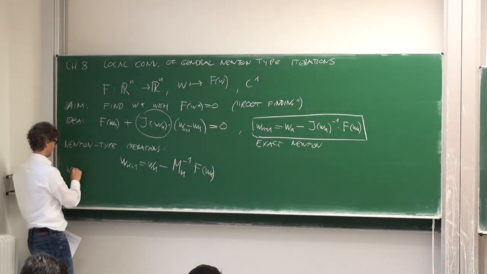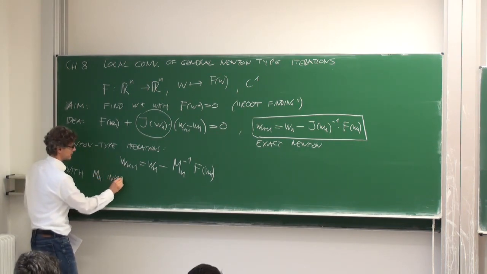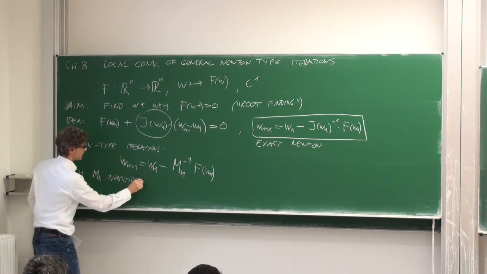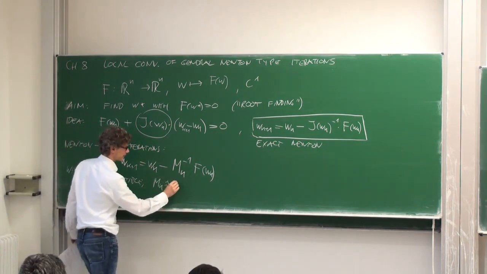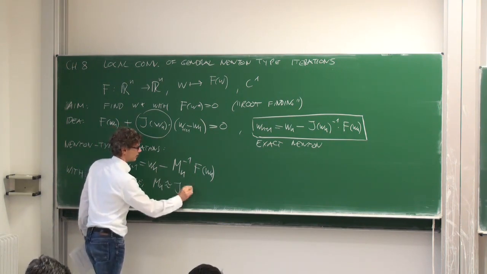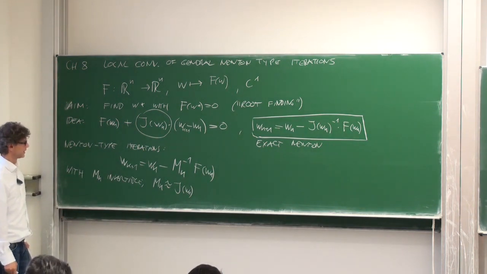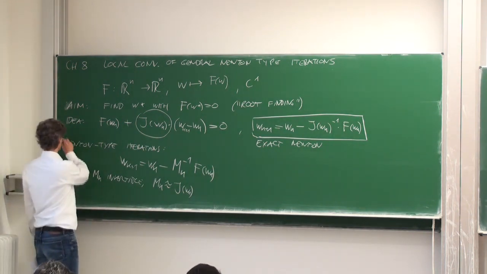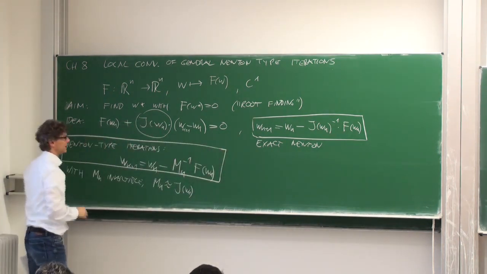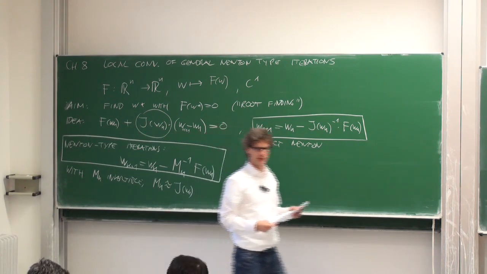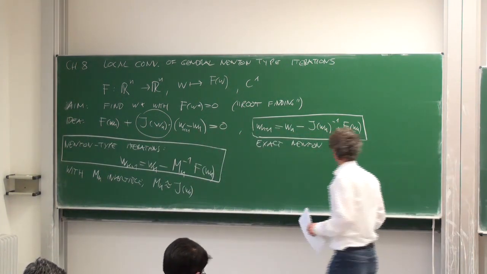With mk invertible, otherwise we couldn't write this thing. And of course somehow this mk should be similar, but it will not be equal to the Jacobian of f at the point where we are. So that's the general Newton type iteration. So this is the class of methods we want to look at. And I want to start with an example so that we get a simple feeling of what these methods are, right?